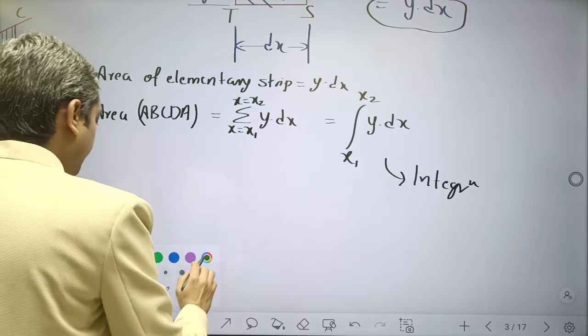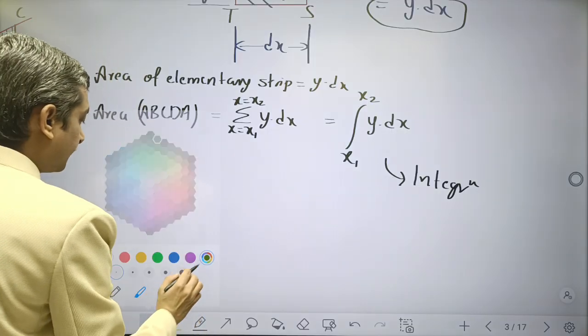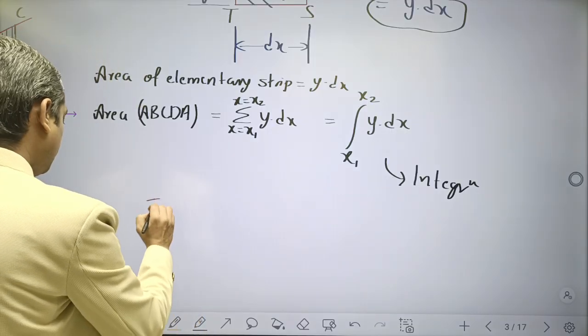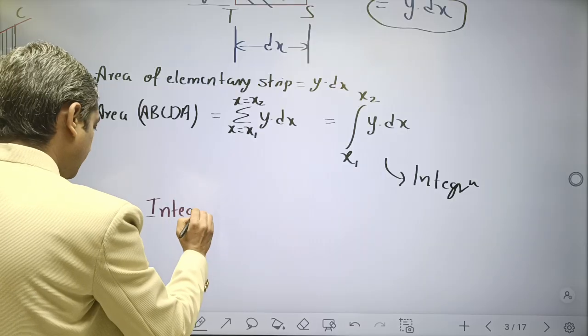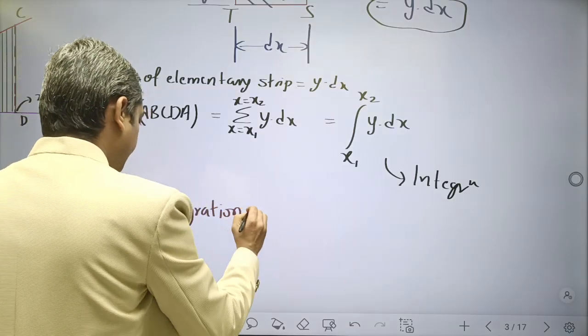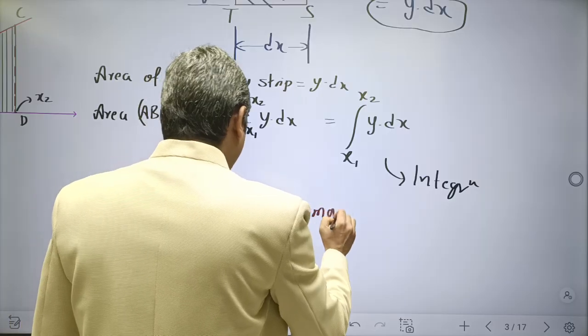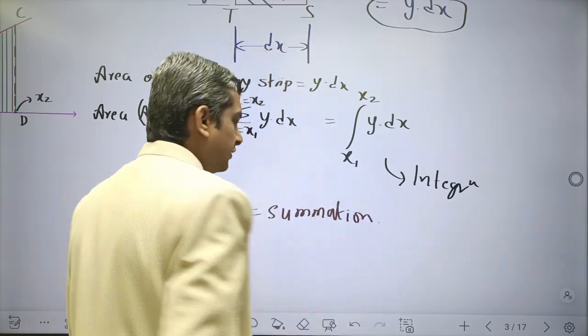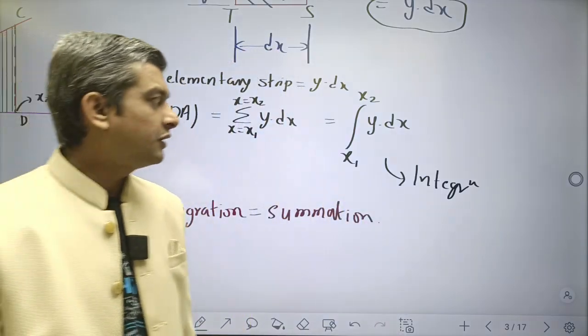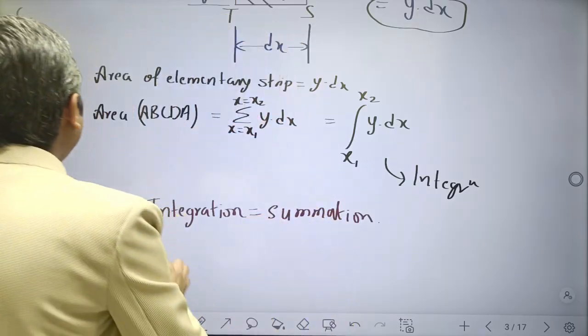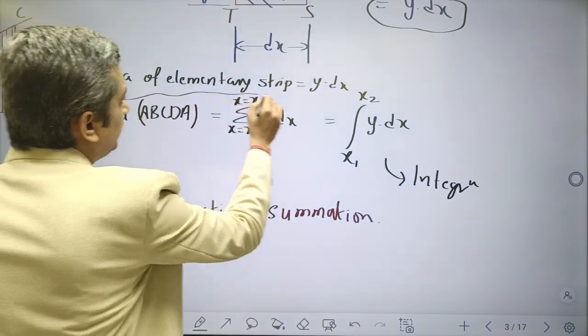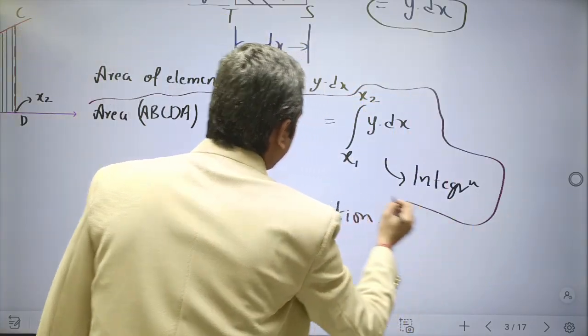So what conclusion are we getting here? That integration is nothing but summation. Integration is the accumulation of smaller parts, that is summation. So the slogan of this lecture is: integration is nothing but summation. So this is y dx. Are you getting? Area ABCDA is equal to the integral of y dx.